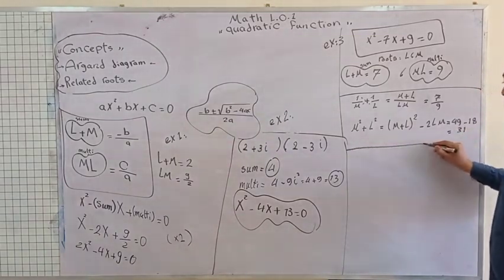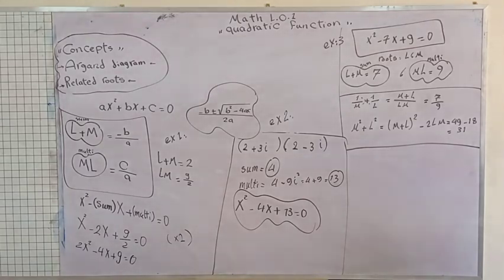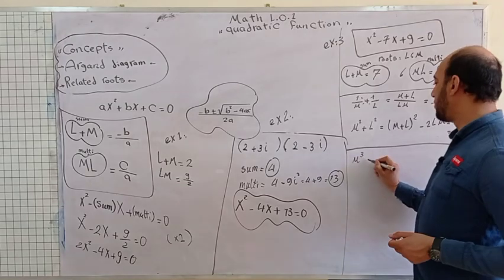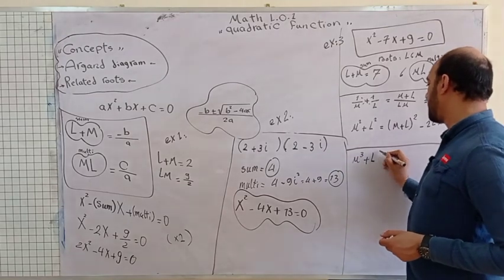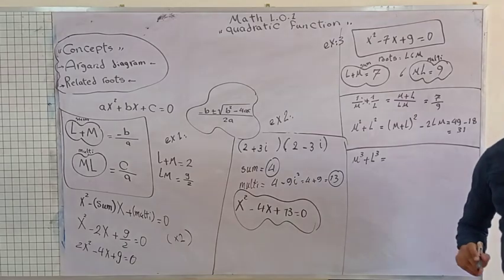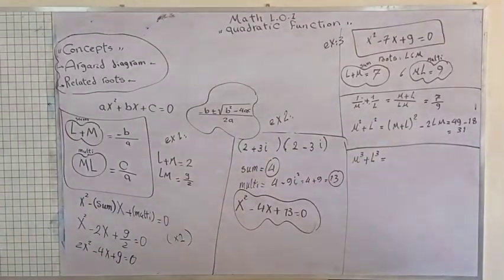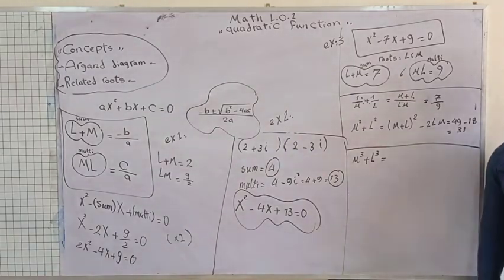Another value: get m cube plus l cube. How can we get this value? We will make a law to get this value from these two values, m plus l, m cube plus l cube.